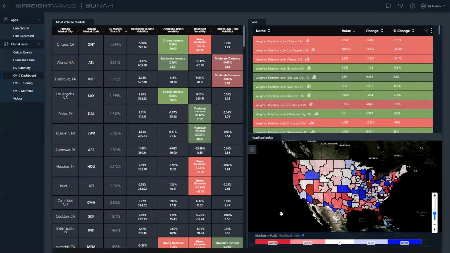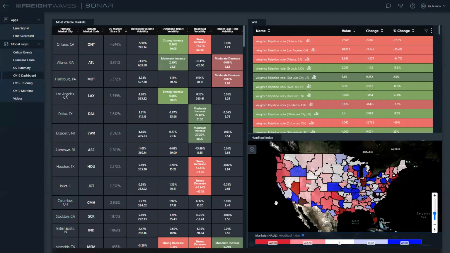Down here in the bottom right is our head haul index. This is what I talked about earlier. It is the difference between freight going out versus coming in. But this is not a weekly change. This is a daily number. So anything in red means that there's a lot more freight or trucks going into that market relative to freight coming out. When you see a blue market, that means there's a lot of freight going out and not enough trucks to cover that capacity. So it just gives you a quick glimpse of how balanced or imbalanced a market is. And this updates daily.